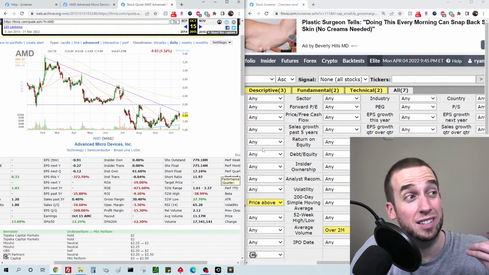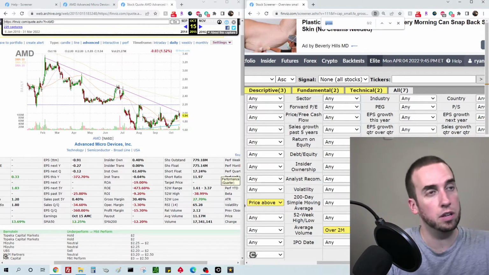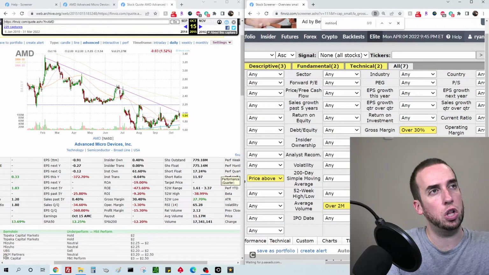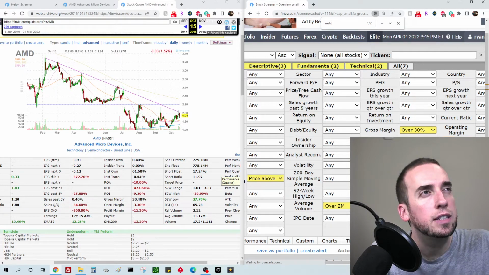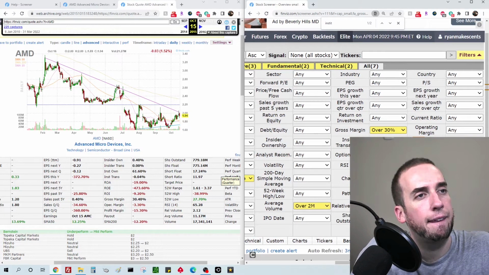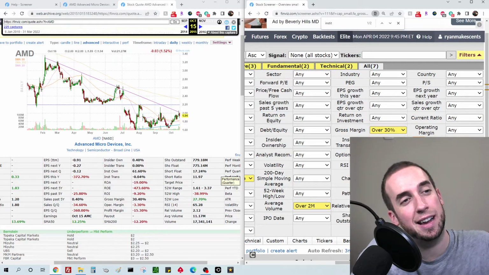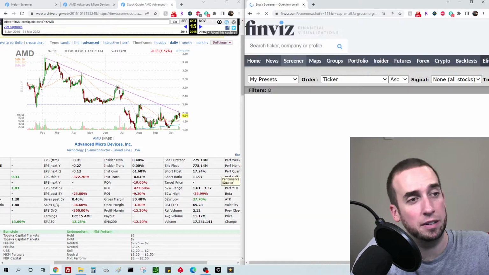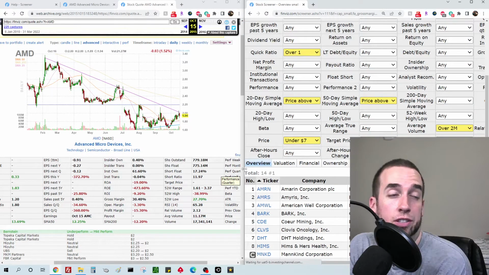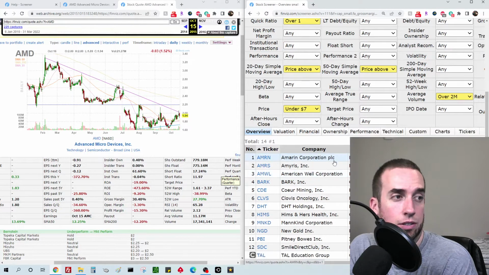Institutional ownership is 60%. Okay, let's go. Institutional. There it is. Okay, we want over 60% is high, so I'm gonna do 30%. We're down to 14 tickers. This is great. This is great.